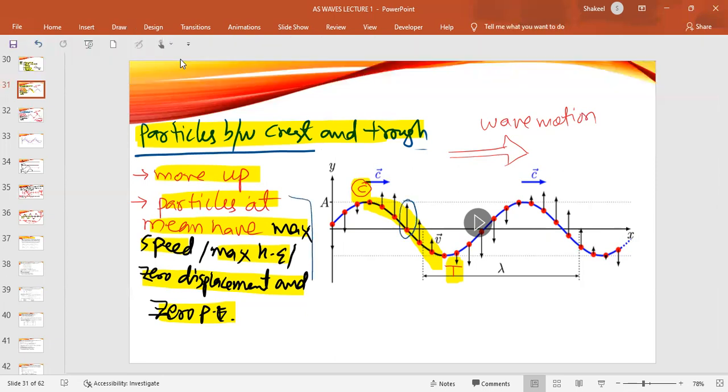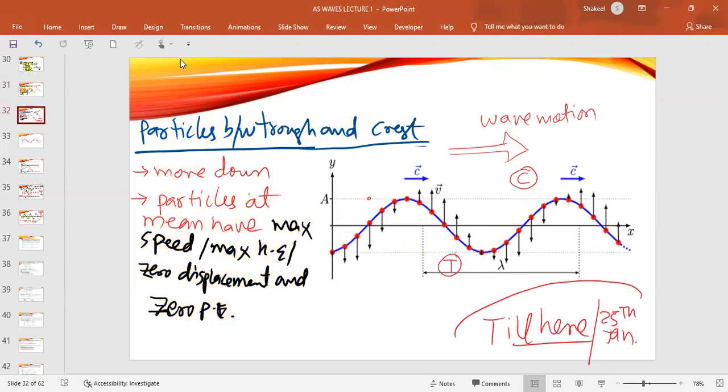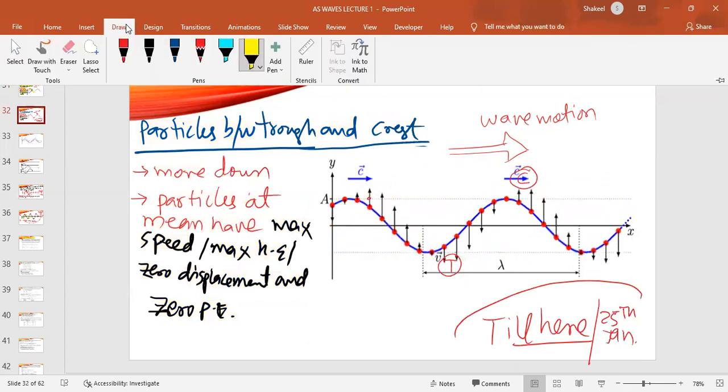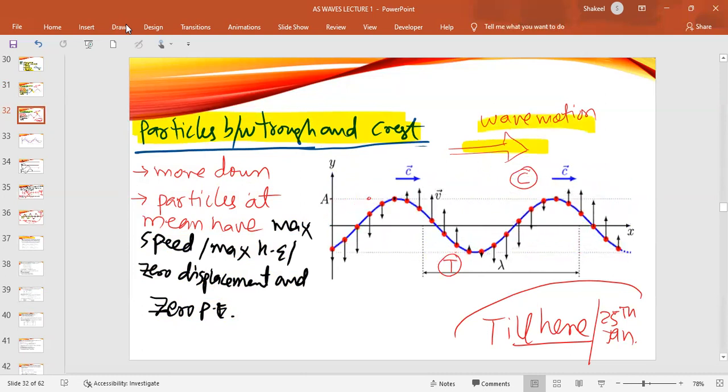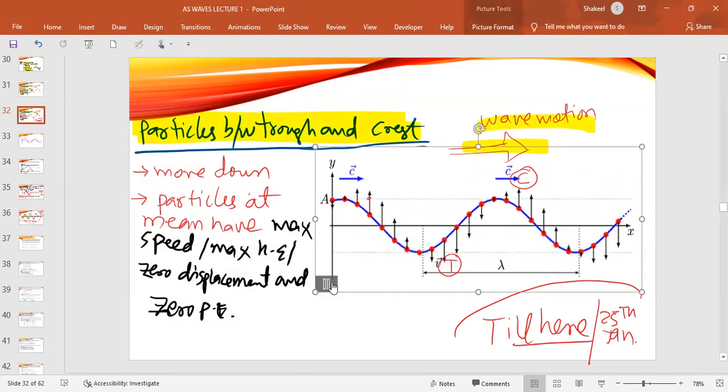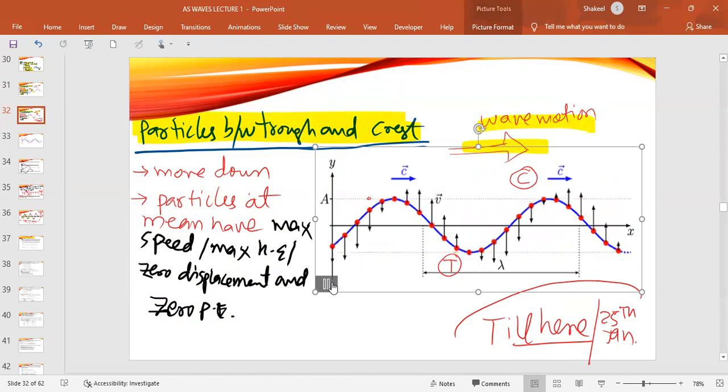So these things are written for this particle, which is passing through the mean position or rest position of the medium. So इसकी length of arrow सबसे ज़्यादा है, it shows इसकी speed सबसे ज़्यादा है, इसकी kinetic energy सबसे ज़्यादा है. क्योंकि ये mean line से गुजर रहा है तो इसका displacement zero है, और जब इसका displacement zero है तो इस point पे potential energy भी zero होती है. Okay, the next thing is the particles between trough and crest. Like if the wave is going this way, so जो particle trough और crest के बीच में है वो कैसे behave करेंगे?